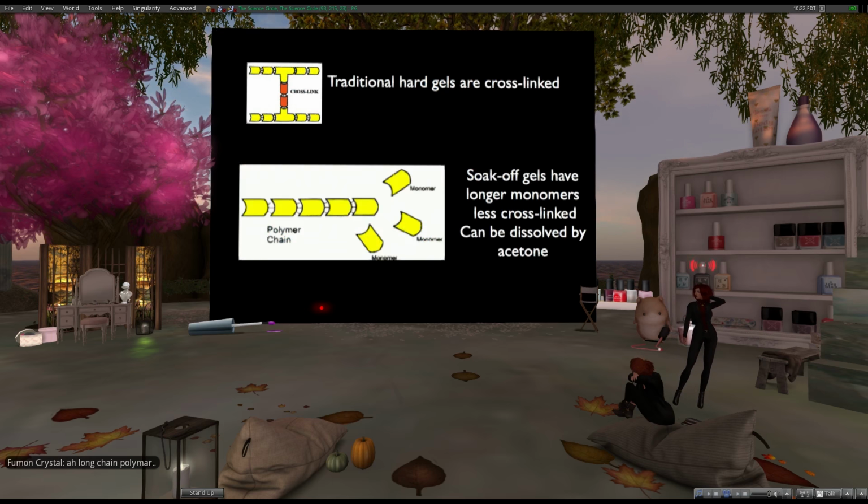So in the old days, there were acrylic nails and hard gel nails, as they're called. And these monomers had side branches on them so that they could cross-link and make a rigid three-dimensional structure that could not be dissolved by many acetones, or was very difficult to dissolve. Modern soak-off gels is what they're called. Soak-off meaning they will dissolve in 100% acetone. They have longer monomers, less cross-linking. And so that's really something to keep in mind when you're looking at a more modern nail polish.